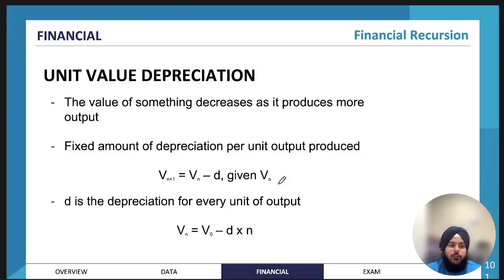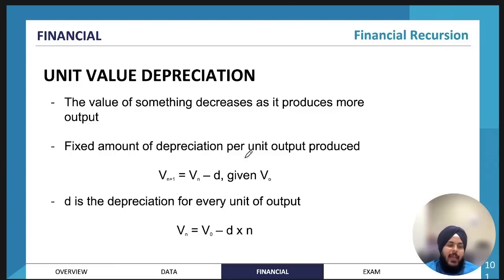Now we'll look at unit value depreciation. This is where instead of it decreasing by a flat rate every year, regardless of how much you've used it, it's going to decrease depending on how much you've actually used the specific product. So let's just say you've used a printer a lot more than someone else. Their printer might hold a lot more value as opposed to your printer because you've used it a lot more often. So unit value depreciation will depend on how much you've used the particular item.